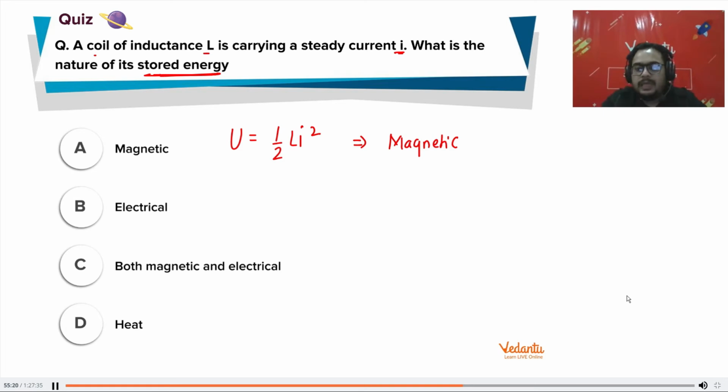Is there any device which stores both electrical and magnetic nature of energy? No, Samanvita, generally don't. There is no such a device. In our syllabus, we don't have it. Okay. Yes, Manisha.